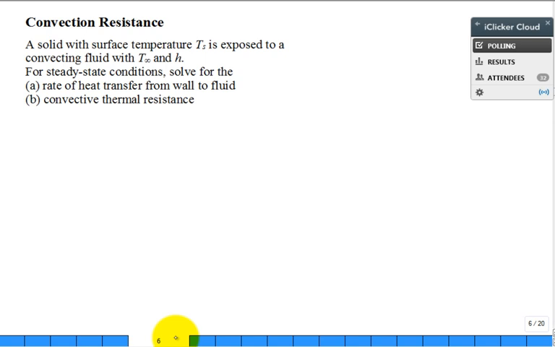You can do the same thing and get a thermal resistance for convection heat transfer. So let's do it for convection. We have a solid surface with a surface temperature of Ts, and we have a convecting fluid that has a temperature T infinity and a convection coefficient h. For steady state, determine the rate of heat transfer from the wall to the fluid, assuming Ts is greater than T infinity. So you say, that's pretty easy.